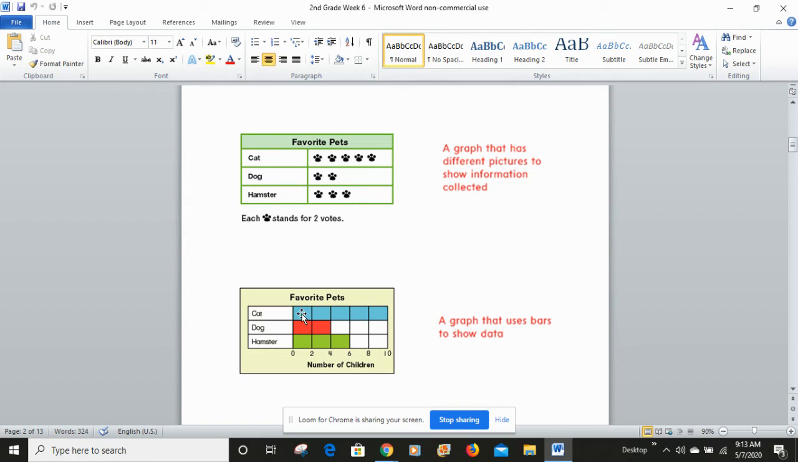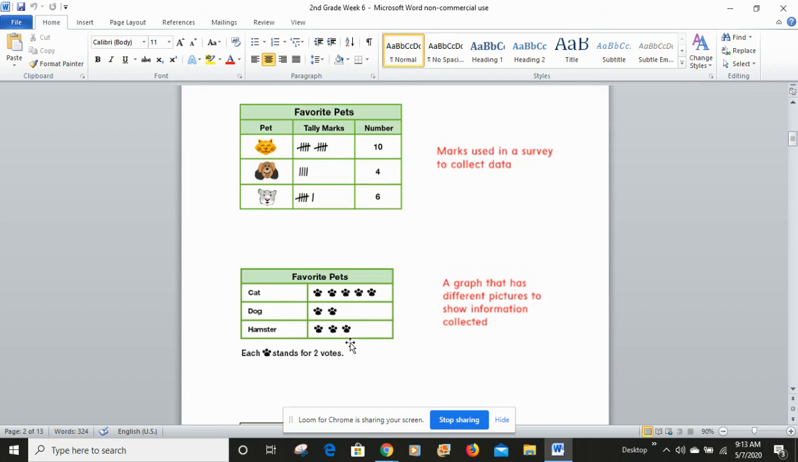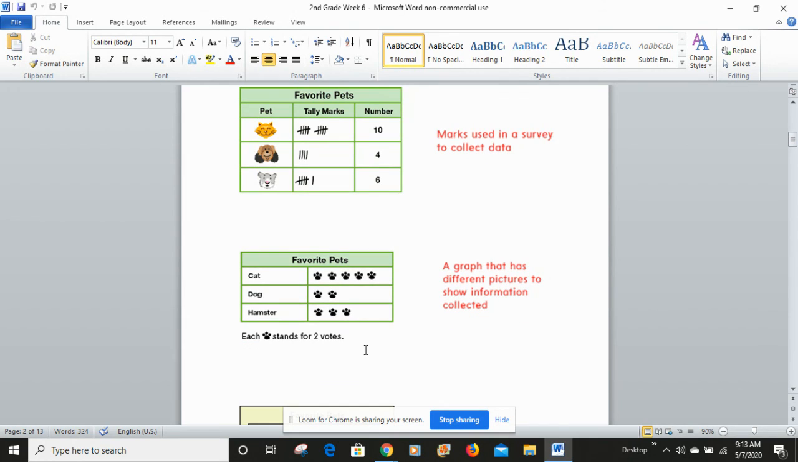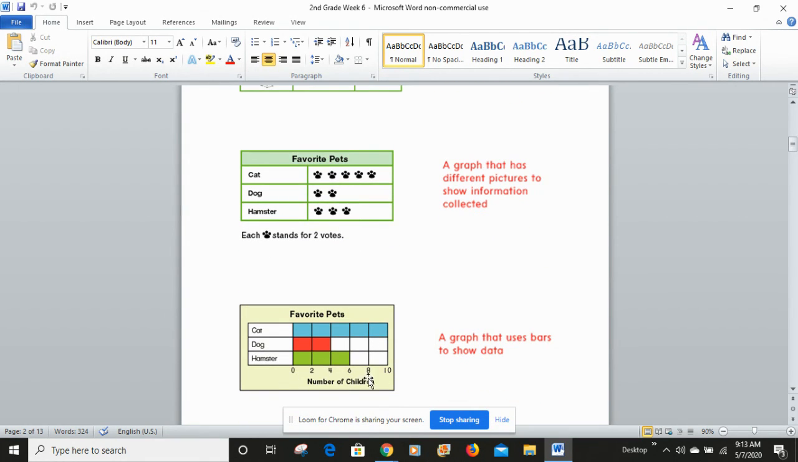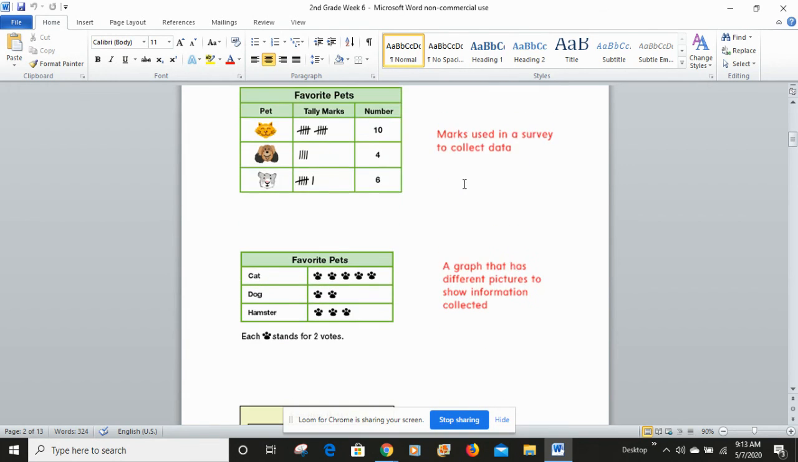So the cat, once again, I'm going to count by 2s. 2, 4, 6, 8, 10. Dog, 2, 4. Hamster, 2, 4, 6. So they all show the same data. They just show it in kind of some different ways with the pictures or the bars, and then looking at the keys or the scale at the bottom to help you count up and keep track of the data.